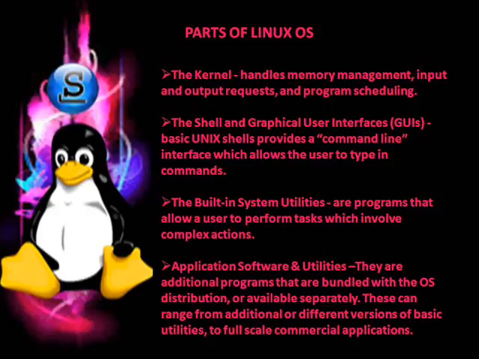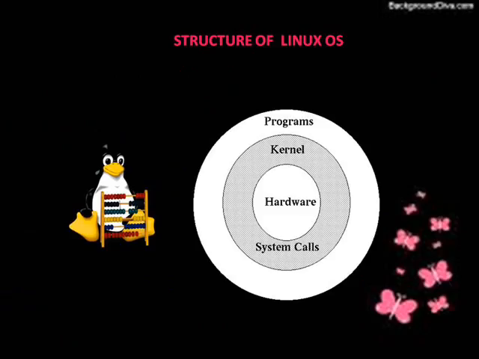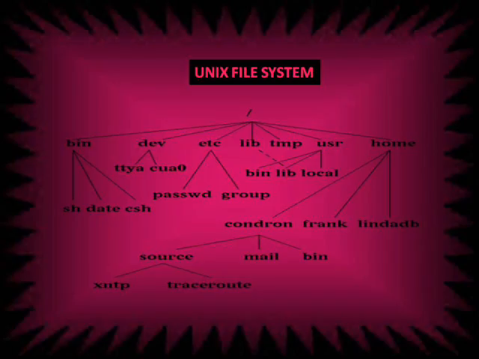Application software and utilities. They are additional programs that are bundled with the OS distribution or available separately. These can range from additional or different versions of basic utilities to full-scale commercial applications. And this is the structure of the Linux OS. Unix file system.